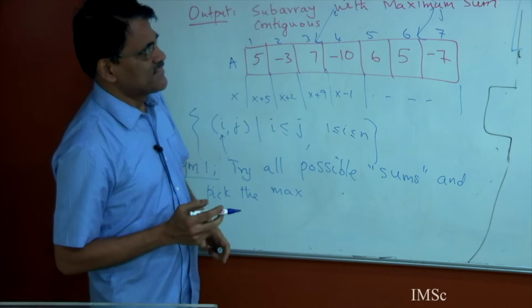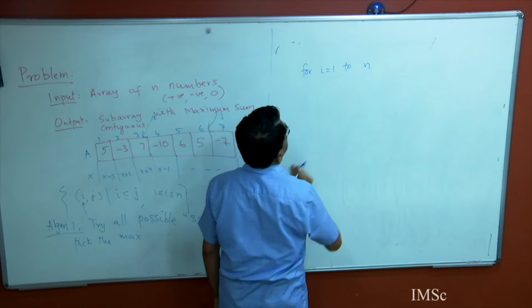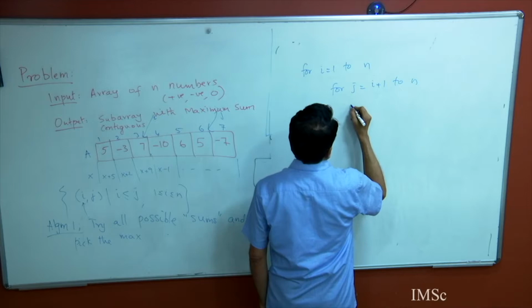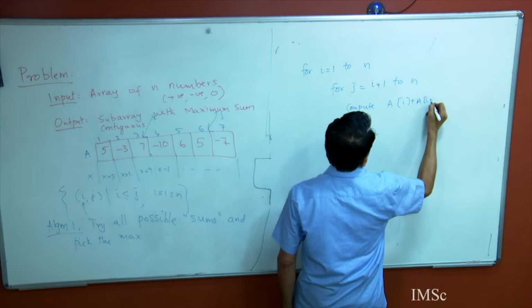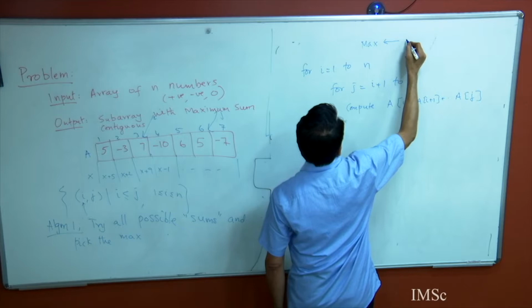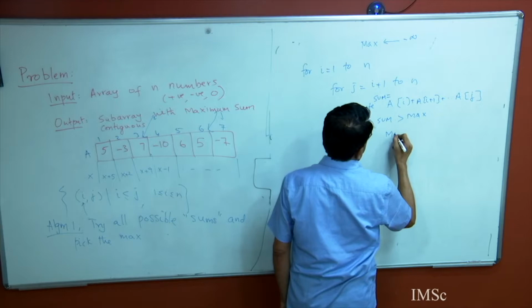So I can do the following. For i going from 1 to n, for j going from i plus 1 to n, compute a_i plus a_(i+1) plus up to a_j, and I have a max equal to minus infinity or something. If sum is greater than max, replace the max by sum. This is more or less the entire algorithm. This max has the max sum.